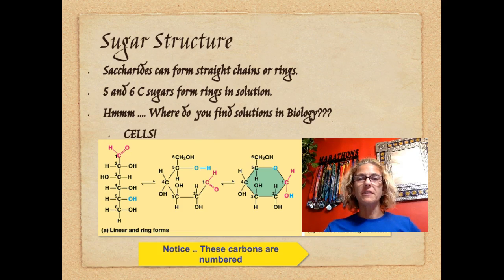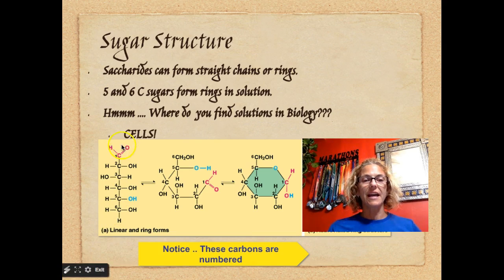So sugars can be found as monosaccharides, disaccharides, polysaccharides. They might exist all by themselves, or they might exist bonded to other sugar molecules. They exist as chains, or they may exist as rings. So you'll see either type of structure as it relates to carbohydrates.